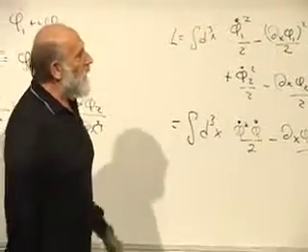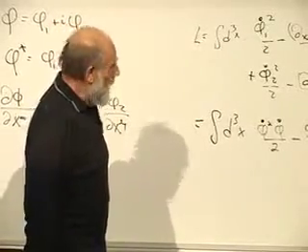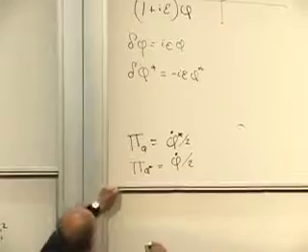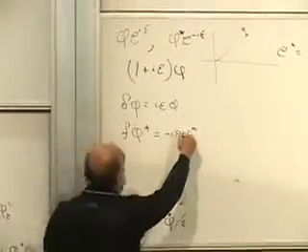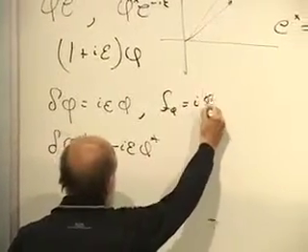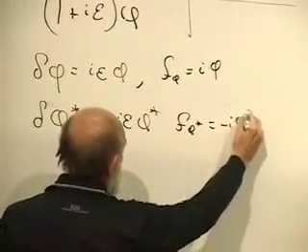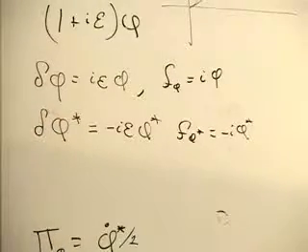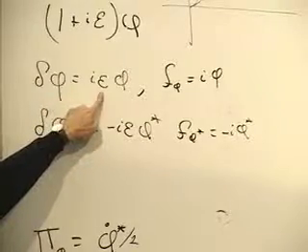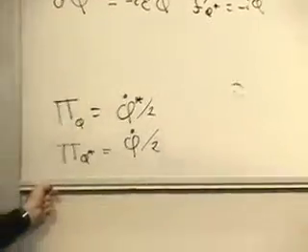Okay, now let's work out the conserved quantity. We know what the change in phi is. In other words, we can say f sub phi is i times phi, and f sub phi star is minus i times phi star. Remember what f is? Everybody remember what f is? It's the small change in phi except for the factor epsilon. Same f as in Noether's theorem.